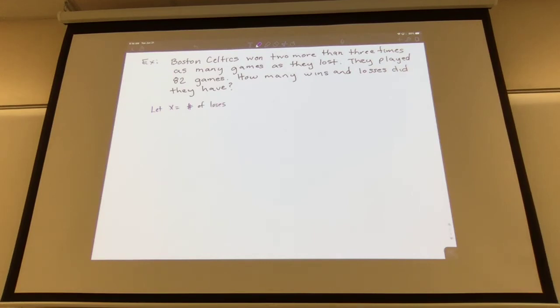Just because the relationship described is talking about as many games as they lost, okay? So if x is the number of losses, and it says they won 2 more than 3 times as many as they lost, so if this is 3 times as many as they lost, plus how many more? 2. Now let's look at that. And this would represent what? The number of wins is represented by this.